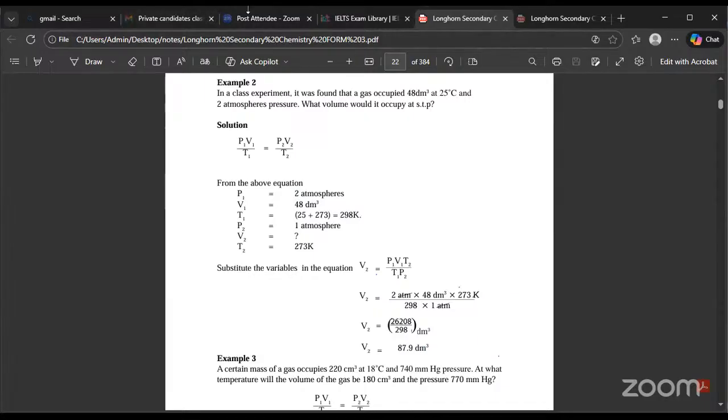Yes. Jaribuni hiyo. I think you can try this one, niwache mujaribu hii pia. So a certain mass of gas occupies 220 at 18 degrees Celsius and 7. At what temperature will? Yeah, I like this one.